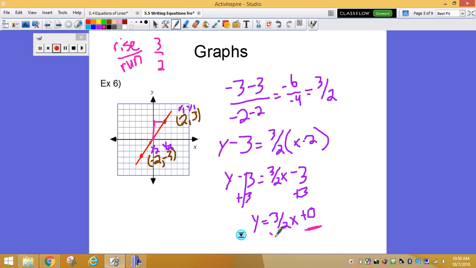And look at that. That was my slope. So if that's quicker and easier for you to wrap your head around, you're more than welcome to write equations of lines that way. Now it's not going to help you when you're writing your point slope form, but it will help you write your slope intercept form a little quicker.